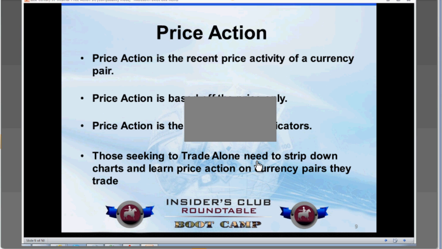Well, price action is the recent price activity of a currency pair. What I'm doing, and we seem to have a gray deal in the middle of this, Brian, I don't know what's causing that, but we do. Price action is based off of price only. It's the source of all indicators.